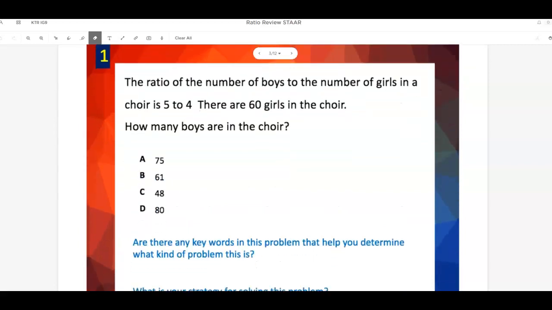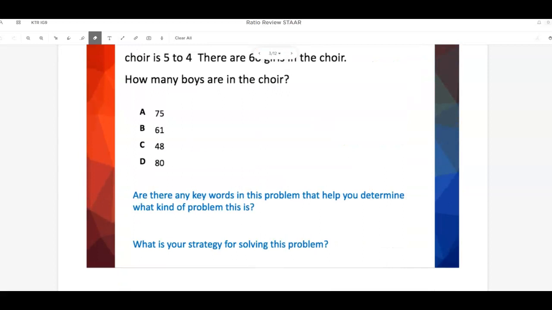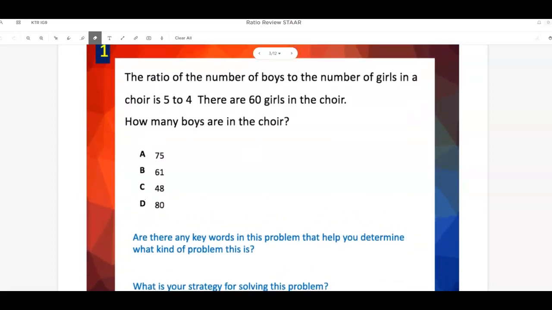Okay, can I get somebody to read this question for me? Wait. Can I? No. Hold on. I was hoping for a boy, but I guess I don't have any boy volunteers. Yes, go ahead, Brogan.